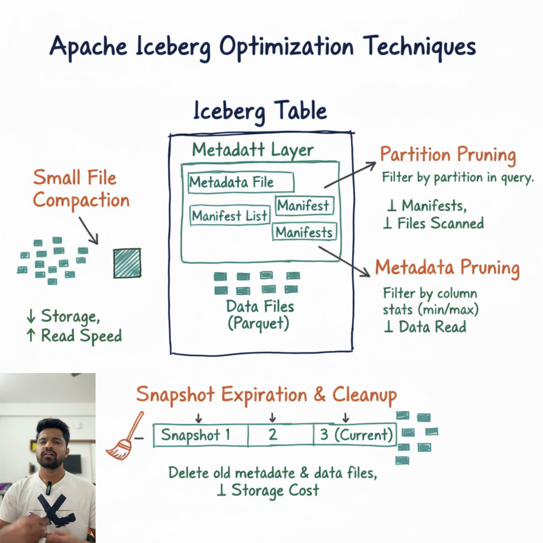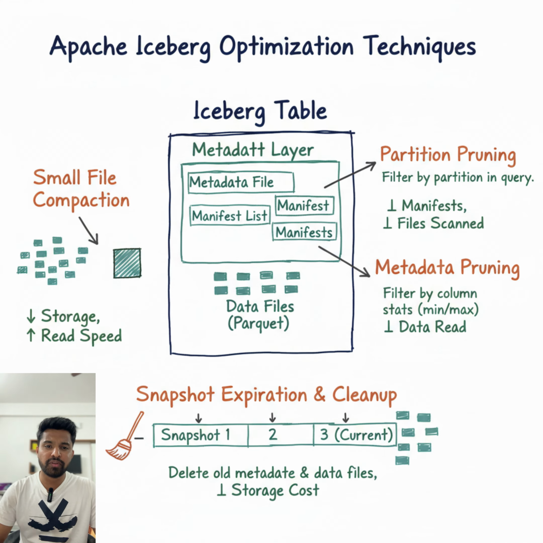The main concept is that whenever you try to read an Apache Iceberg table, first it will go to the metadata. Since you have the min and max values of each column for each file, it will skip the irrelevant files and only scan the files which we require. This drastically improves the IO operations and also improves the query performance.